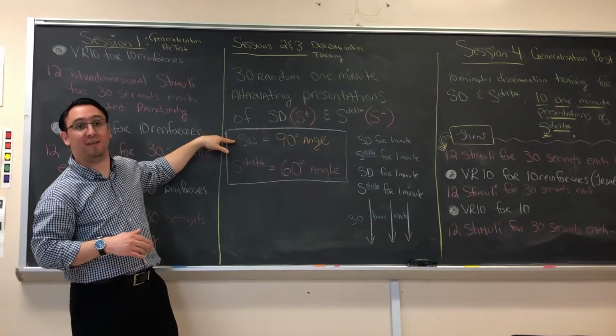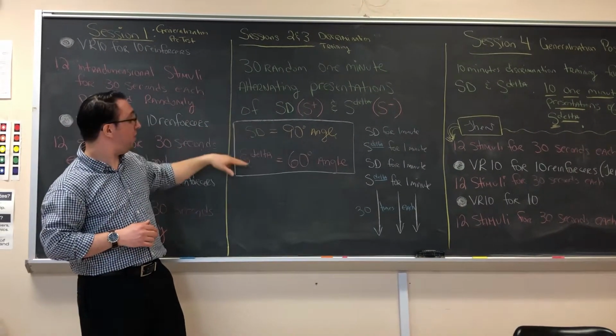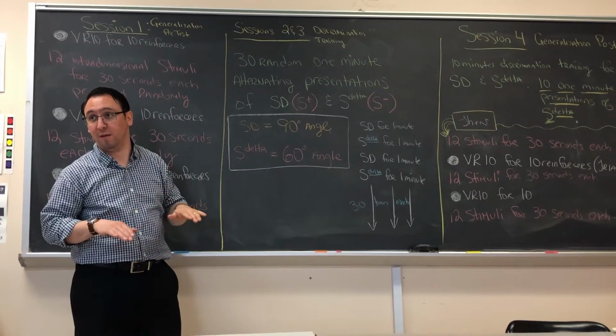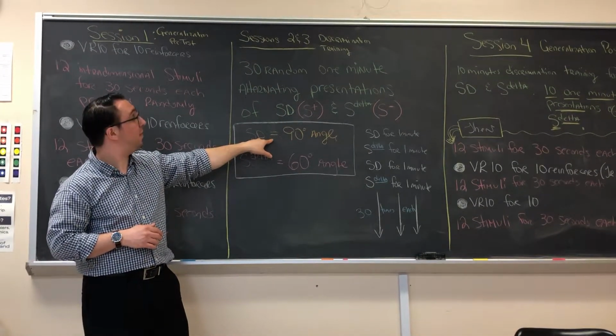One stimulus, the SD, or the discriminative stimulus, is attached to a reinforcement contingency. The other stimulus, the S delta, is not attached to a reinforcement contingency, which means reinforcement is only available with responding to the 90-degree angle tilt.